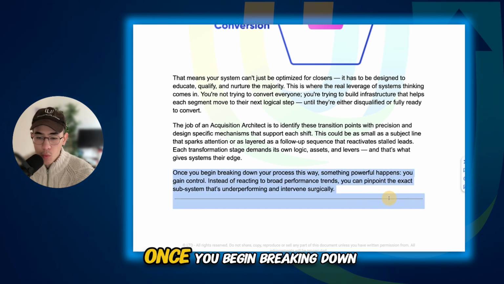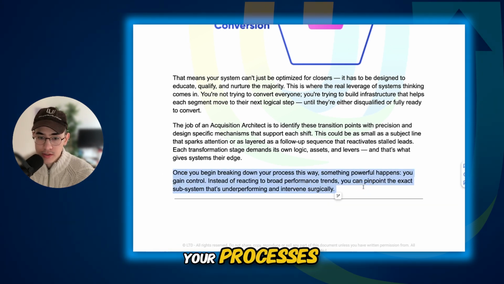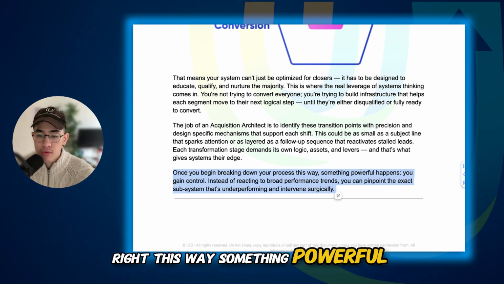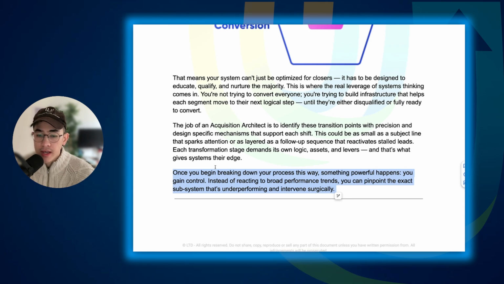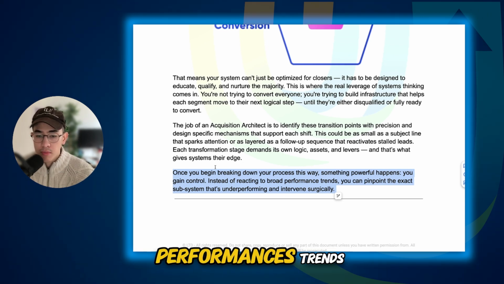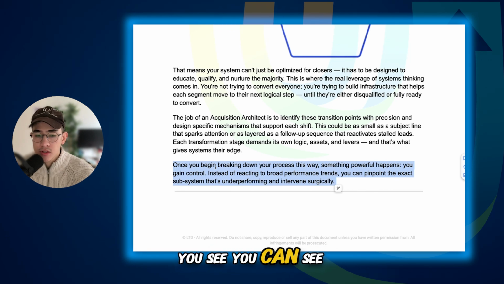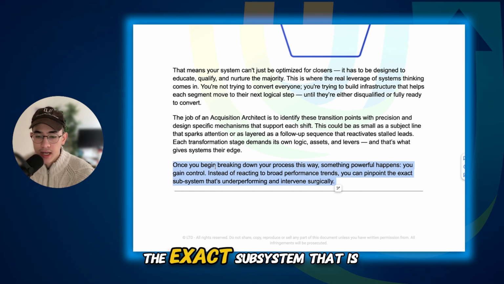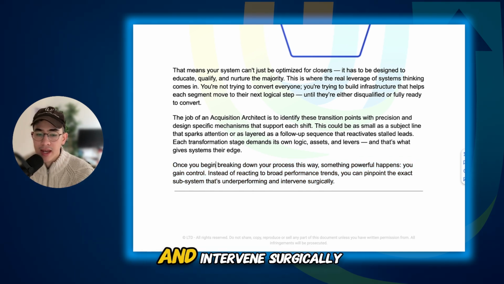Beautiful. Once you begin breaking down your processes this way, something powerful happens. You gain control. Instead of reacting to broad performance trends, you can see the exact subsystem that is underperforming and intervene surgically.